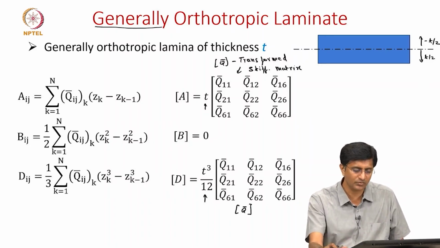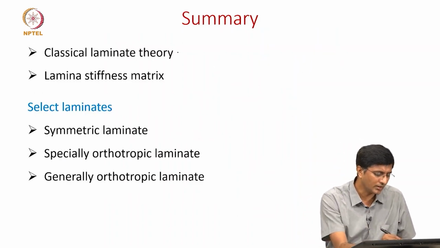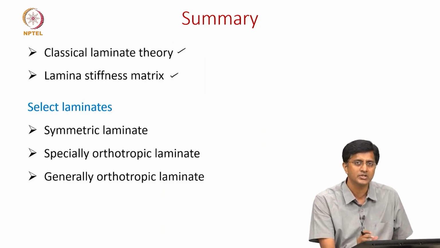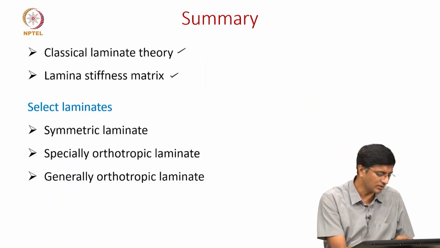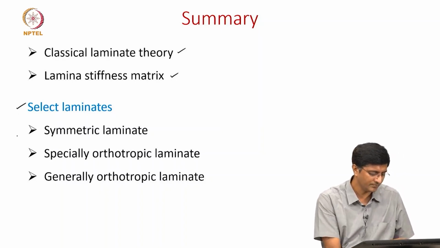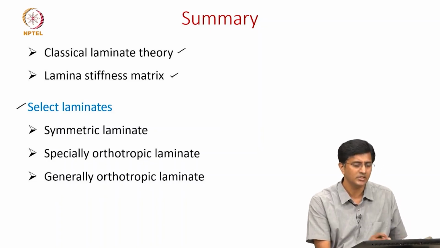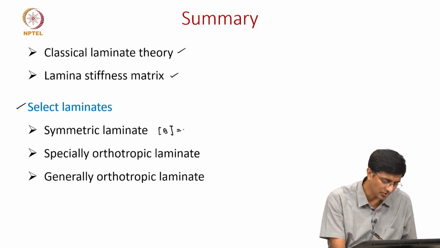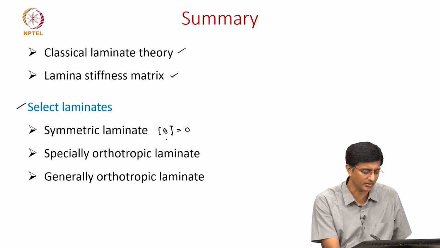So now let's summarize what we have discussed in this short video. We did a quick recap about classical laminate theory, as well as we have also looked at how the stiffness matrix looks for a lamina, both for the specially orthotropic lamina and the generally orthotropic lamina. And then we started discussing about few select laminates. We started with the symmetric laminate, which is very commonly used in the industry. And the salient points we have seen is, first, the B matrix goes to 0 for a symmetric laminate, meaning there is no extension bending coupling.